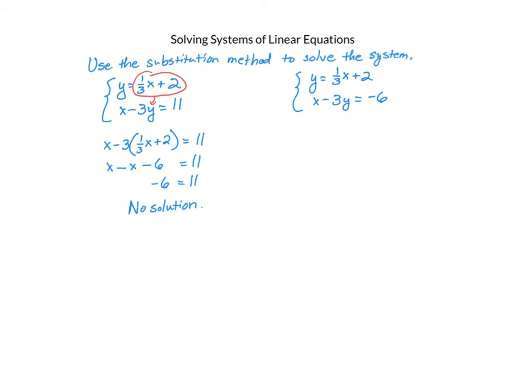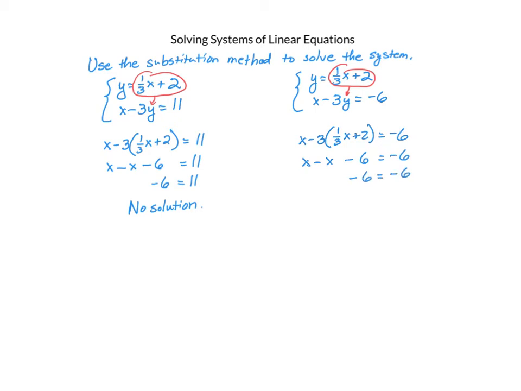Let's look at the system on the right-hand side. It's very similar. I already have the y isolated in the first equation. Again, I'm going to substitute it into the second equation. So I have x minus 3 times (1/3 x plus 2) equals -6. Again, I distribute, so I have x minus x minus 6 equals -6. I simplify on the left-hand side, and I have -6 equals -6.